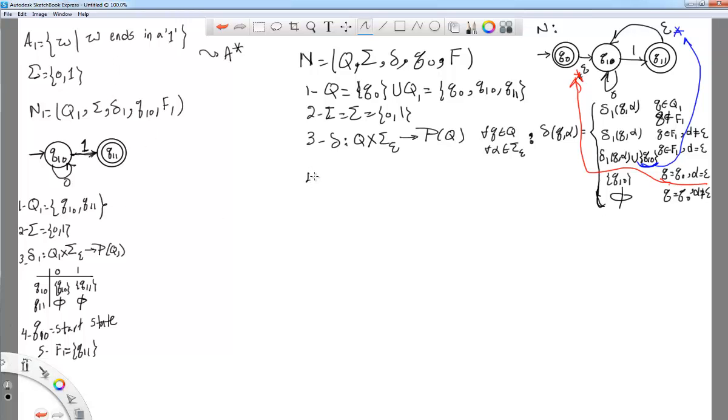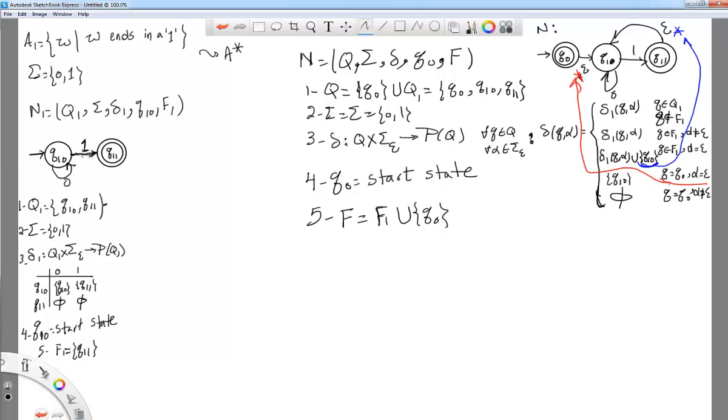And so then my now q sub 0 is going to be the start state, and the F of the new machine is going to be F sub 1, which is the accept states of the original machine, union with this newly added q sub 0 that I added. So this guy and any of the accept states of my original machine are going to be an accept state.